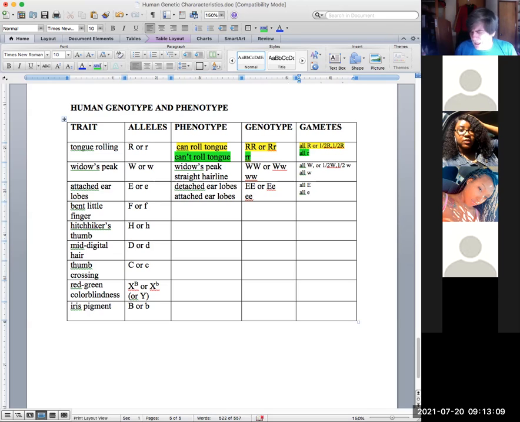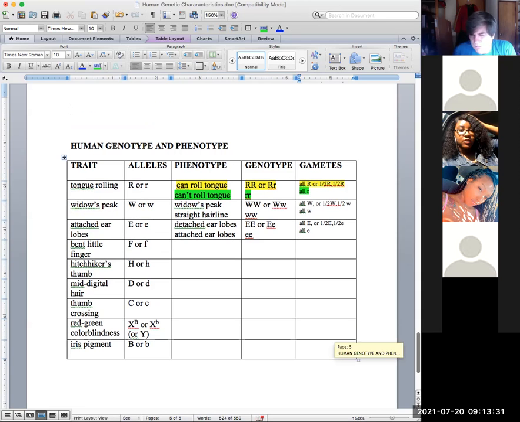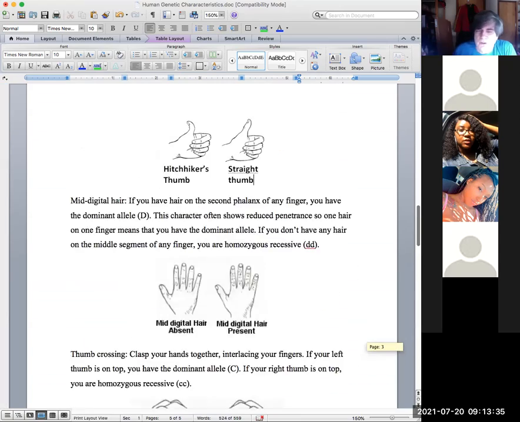So if you have detached earlobes, either all your eggs or sperm are big E, or half of them are big E, half of them are little e. If your earlobes are attached, they're all little e. So again, you're not going to write all this down. You're just going to write down whatever applies to you. So you're not going to write down both detached and attached, just whatever you have.